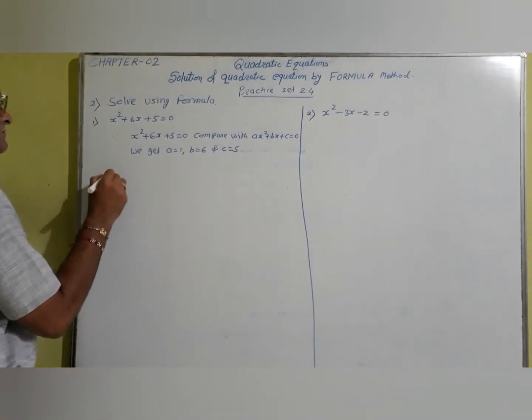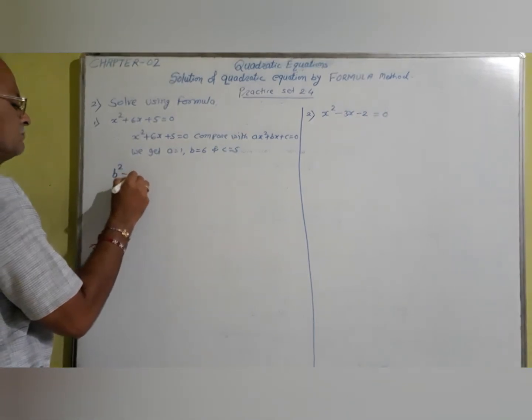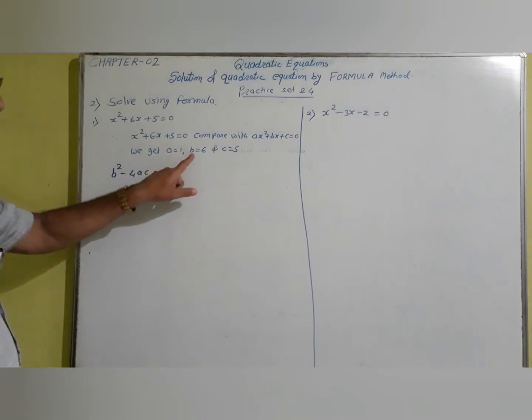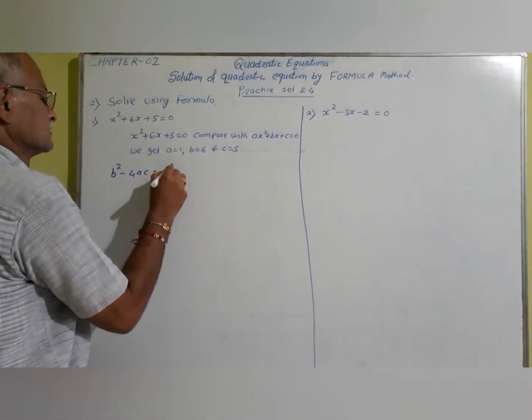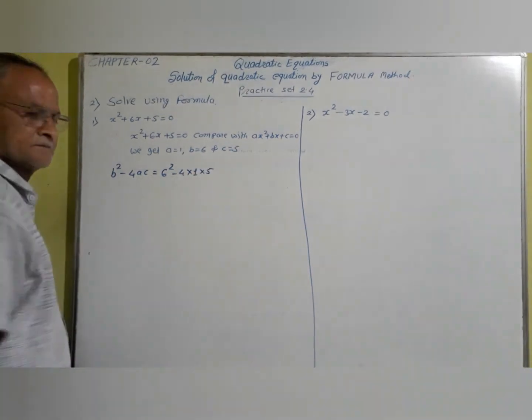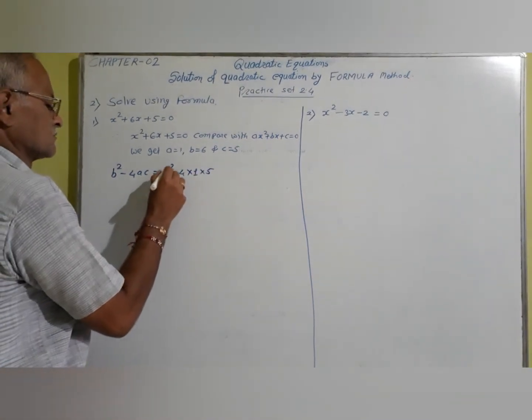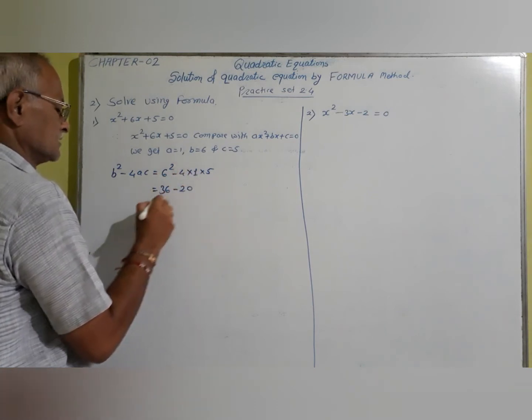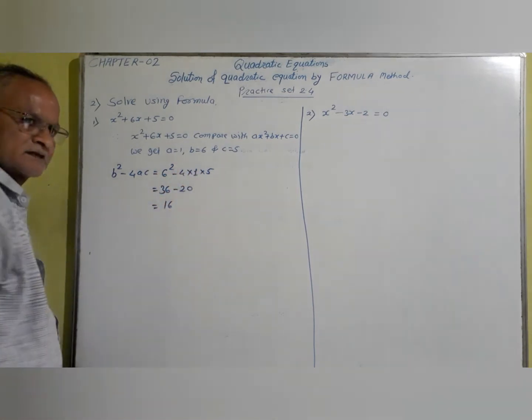Now in the second step, we have to find the value of b square minus 4ac is equal to b square, b means 6 square minus 4 multiplied by a multiplied by c. That is equal to 6 square means 36 minus 4 5 are 20. That is equal to 60.